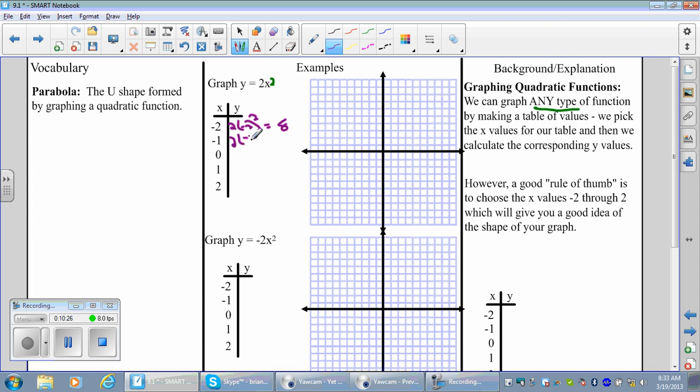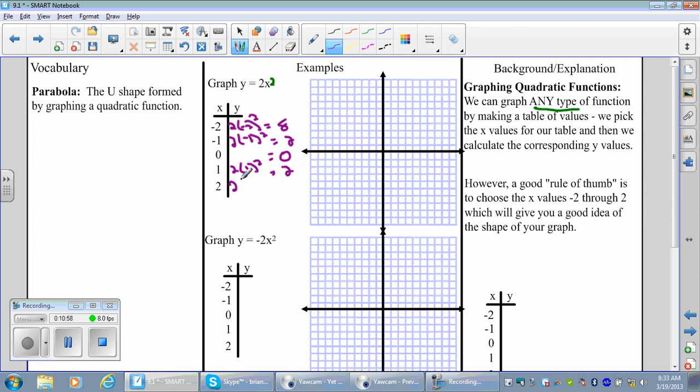We're going to do the same kind of thing with -1. -1 squared is positive 1, times 2 is 2. Now, 0 squared is 0, and times 2 is still going to give us 0. Now 1, that's 2 times 1 squared. Well, 1 squared is 1, I'm sorry, I messed that one up. 1 squared is 1, times 2 equals 2, all right?